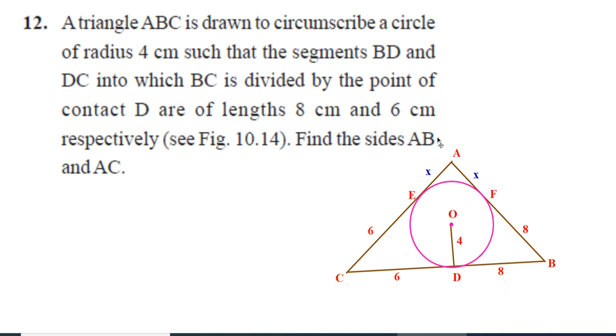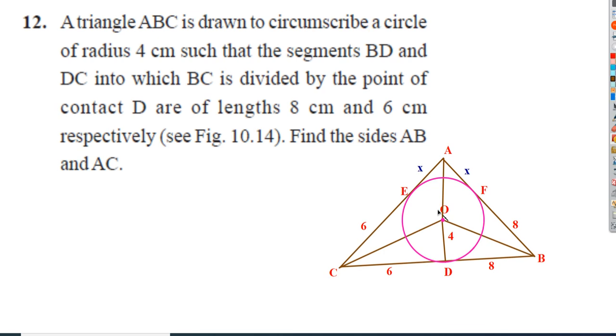If three sides are known, to find the area of a triangle we use Heron's formula, that is square root of S into S minus A into S minus B into S minus C, that you studied in class 9. So in that way, find the area of triangle ABC by Heron's formula. You will get an equation in X.